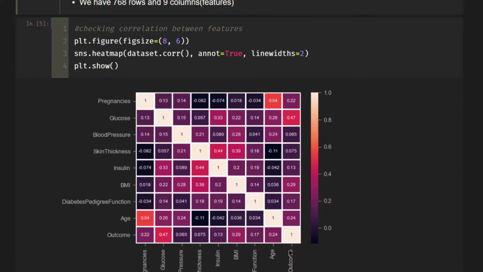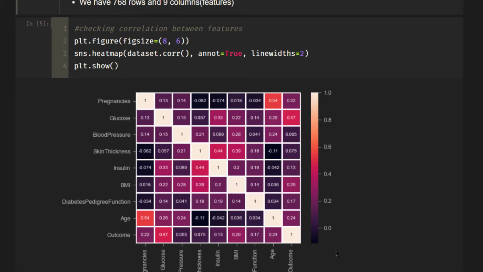If it's closer to +1, it means that as one feature increases, the other feature also increases. The best example: the correlation of outcome with glucose is the highest, 0.47. You can see here, this is outcome, and this is glucose. It's a positive correlation, closer to 0.5. What it means is that as the glucose level increases in a patient, the outcome also increases. Basically, the chance of the person being diabetic increases, because outcome can either be 0 or 1.